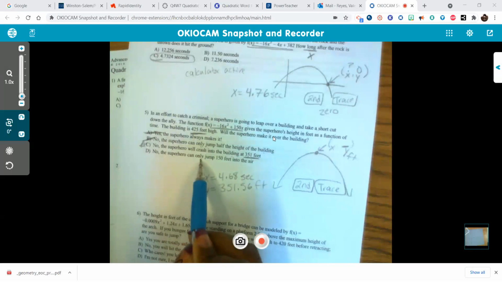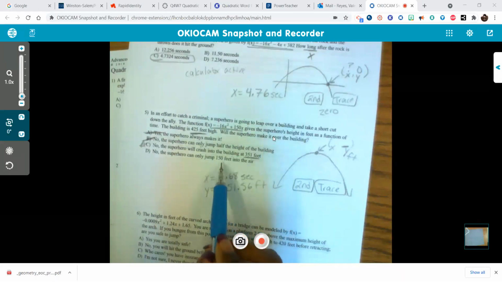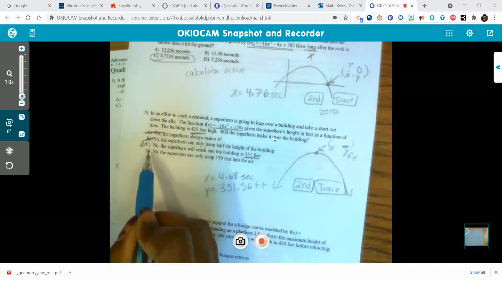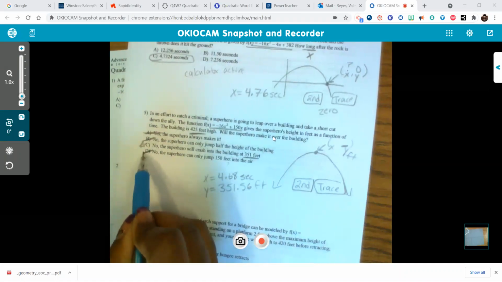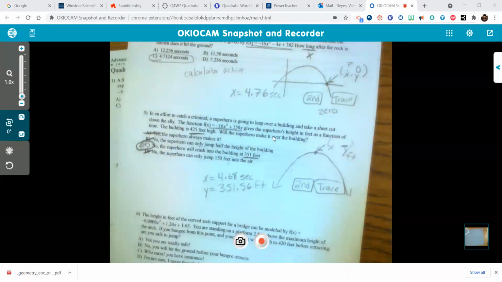And it says, no, the superhero can only jump 150 feet. He can jump higher than 150 feet. They're trying to play him. Bless his little pointy head. So C is your answer here. C is the best answer here. Any questions about this one?